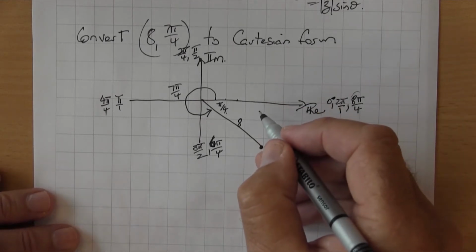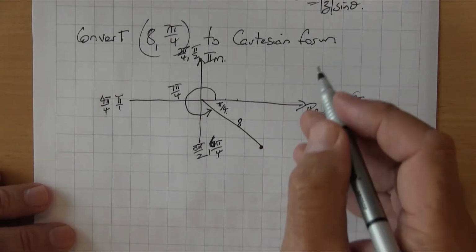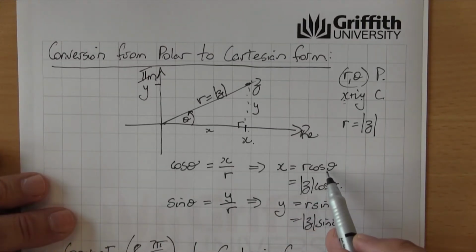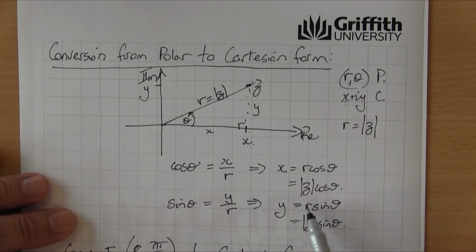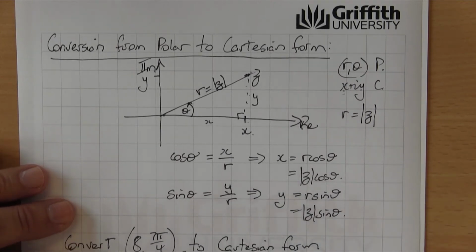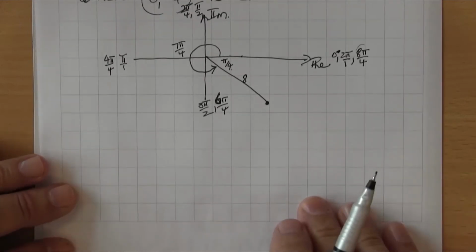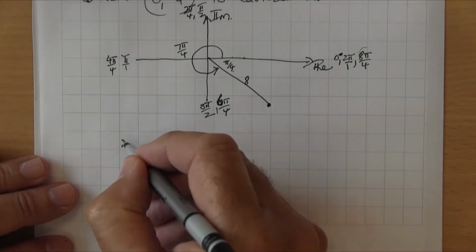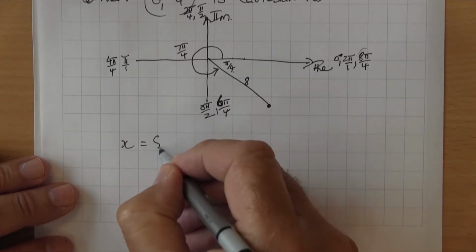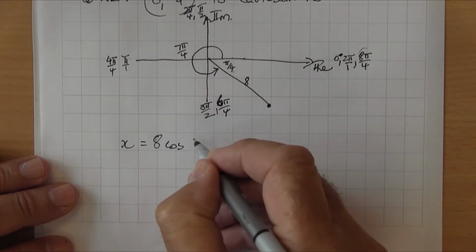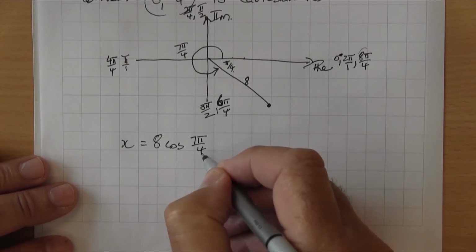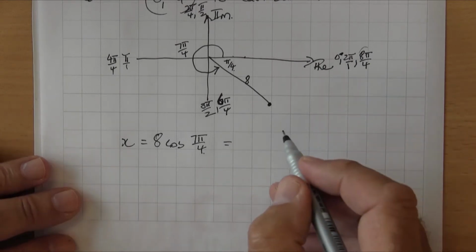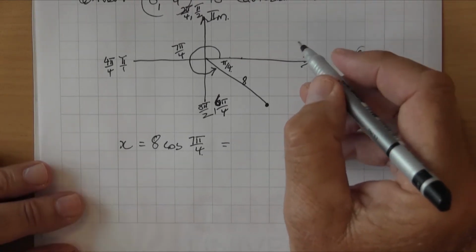Okay, so from what I've done up above, we know that the x value is equal to r cos theta and the y value is equal to r sin theta. So we know that x is equal to r, which is 8, cos 7 pi on 4. Now we need a little bit of knowledge of the unit circle to work this out.